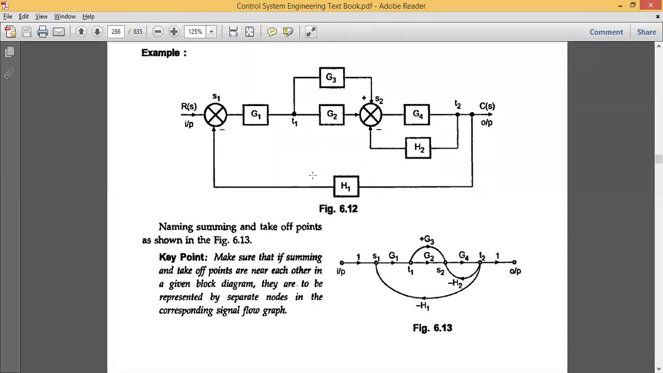Then similarly, go for the last block representation, that is from the output side. Take it from the T2 point, draw a line till S1. You can see in figure 6.13, from T2 we have drawn one line till S1. Be very careful with the arrow marks, and represent it with a minus sign, because this is minus. If it was plus, we would have written plus H1, and if this was plus, again we would have written plus H2.